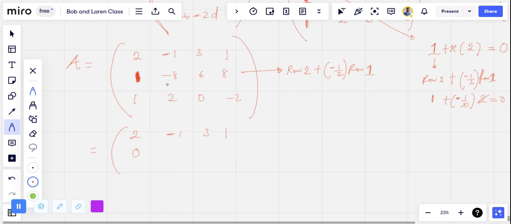Now let's do the same thing for this position, minus 8. Row 2 for digit minus 8, then plus minus half, then row 1 is minus 1. I'll multiply it by minus 1. So if I solve this, what am I going to have? I have minus 8, then minus times minus, that's plus, then plus 1 over 2 times 1, that's 1 over 2. If I find the LCM here, I have 2, I have minus 16, then plus 1, that's minus 15 over 2.